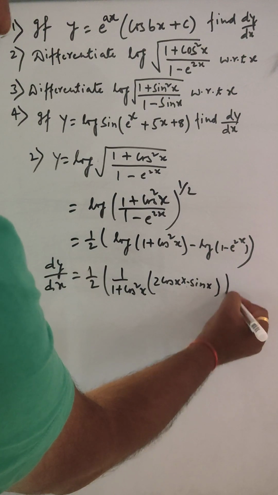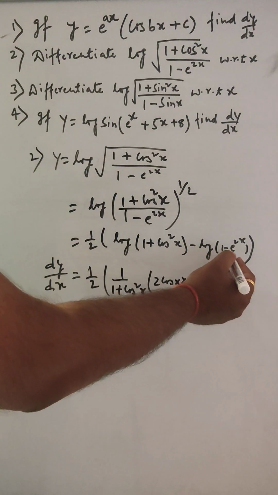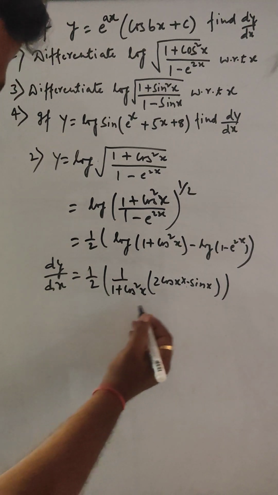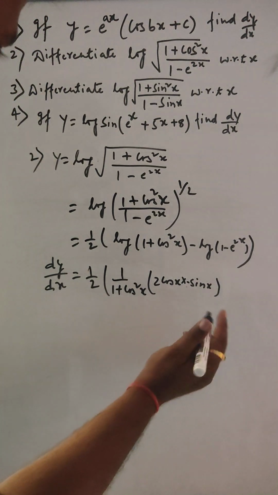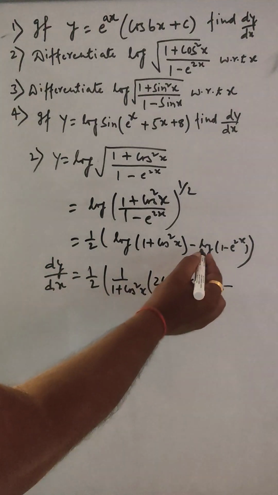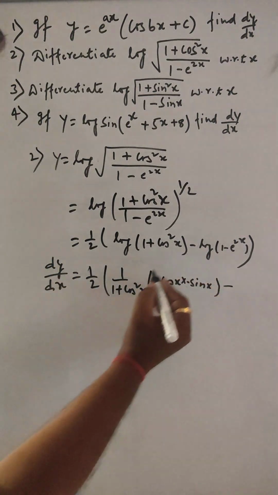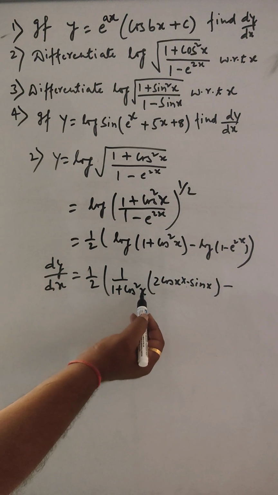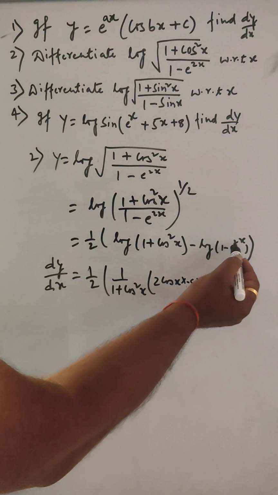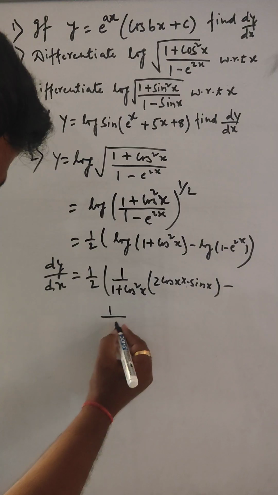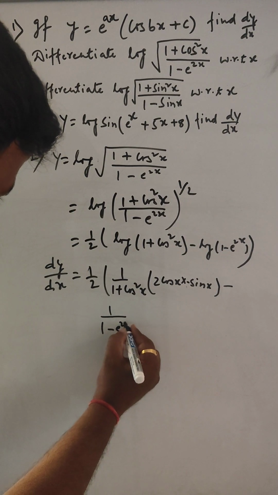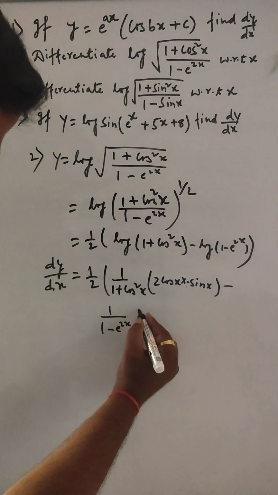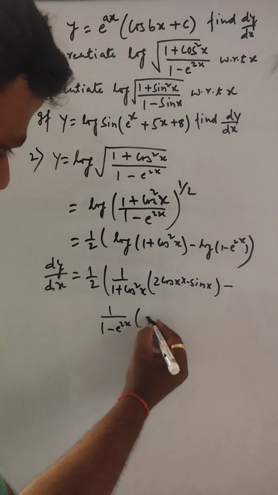Now for log(1 minus e to the power 2x), we can do something like this. This bracket is not over, so here we can put minus and do the differentiation. For the log(1 plus cos square x) we have put 1 plus cos square x, so for the log(1 minus e to the power 2x) we will put 1 by 1 minus e to the power 2x. Now differentiation of the inside 1 is 0, and minus e to the power 2x, what will it be? Same.